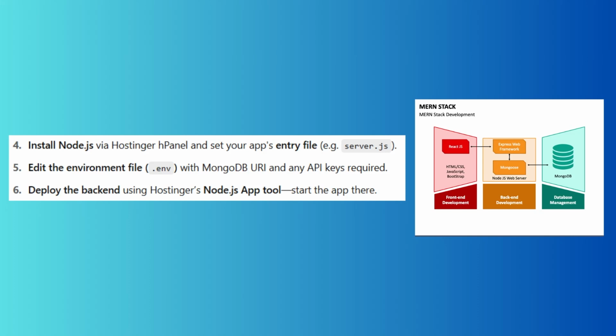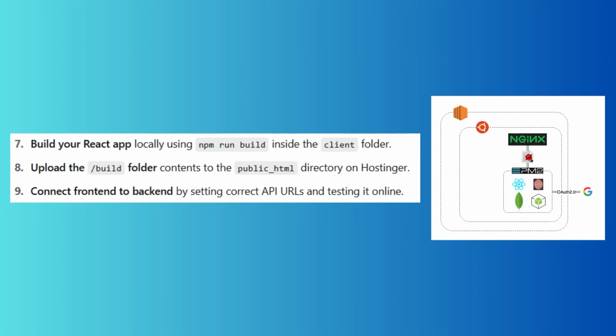Start the app there. Then, build your React app locally using npm run build inside the client folder. Upload the /build folder contents to the public_html directory on Hostinger. Now, connect the front end to the backend by setting the correct API URLs and testing it online.